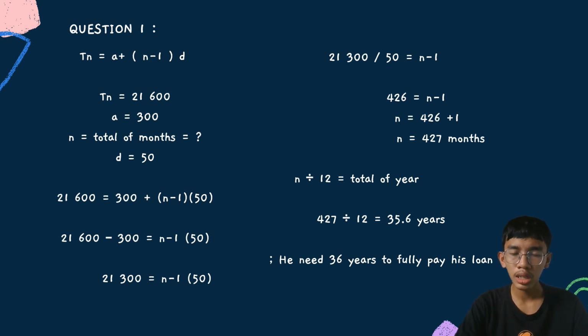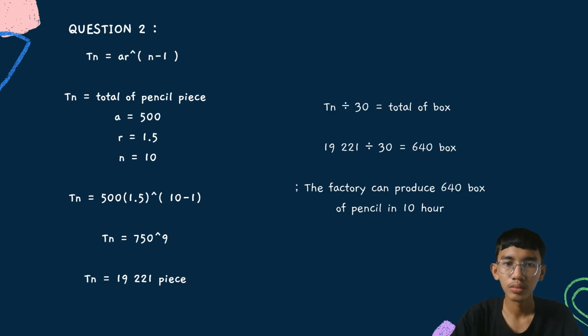So the question wants the answer in years. So the n divided by 12 because in 1 year we have 12 months. So 427 divided by 12, we will get 35.6 years. So he needs 36 years to fully pay his loan with the bank.